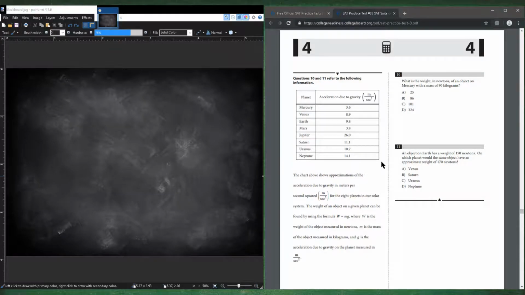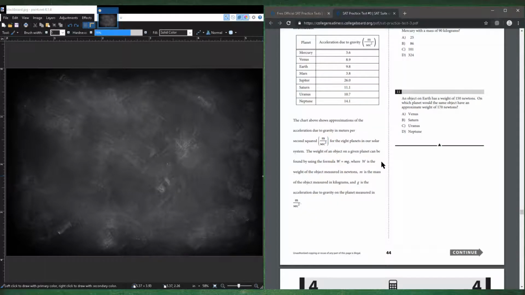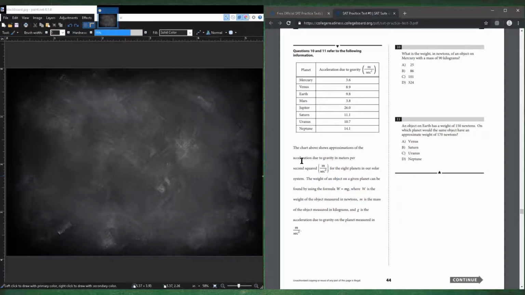Question 10. Questions 10 and 11 refer to the following information. The chart above shows the approximations of the acceleration due to gravity in meters per second squared for the eight planets in our solar system. The weight of an object on a given planet can be found using the equation W equals mg, where W is the weight measured in newtons, m is the mass of the object measured in kilograms, and g is the acceleration due to gravity of the planet. What is the weight in newtons of an object on Mercury with a mass of 90?